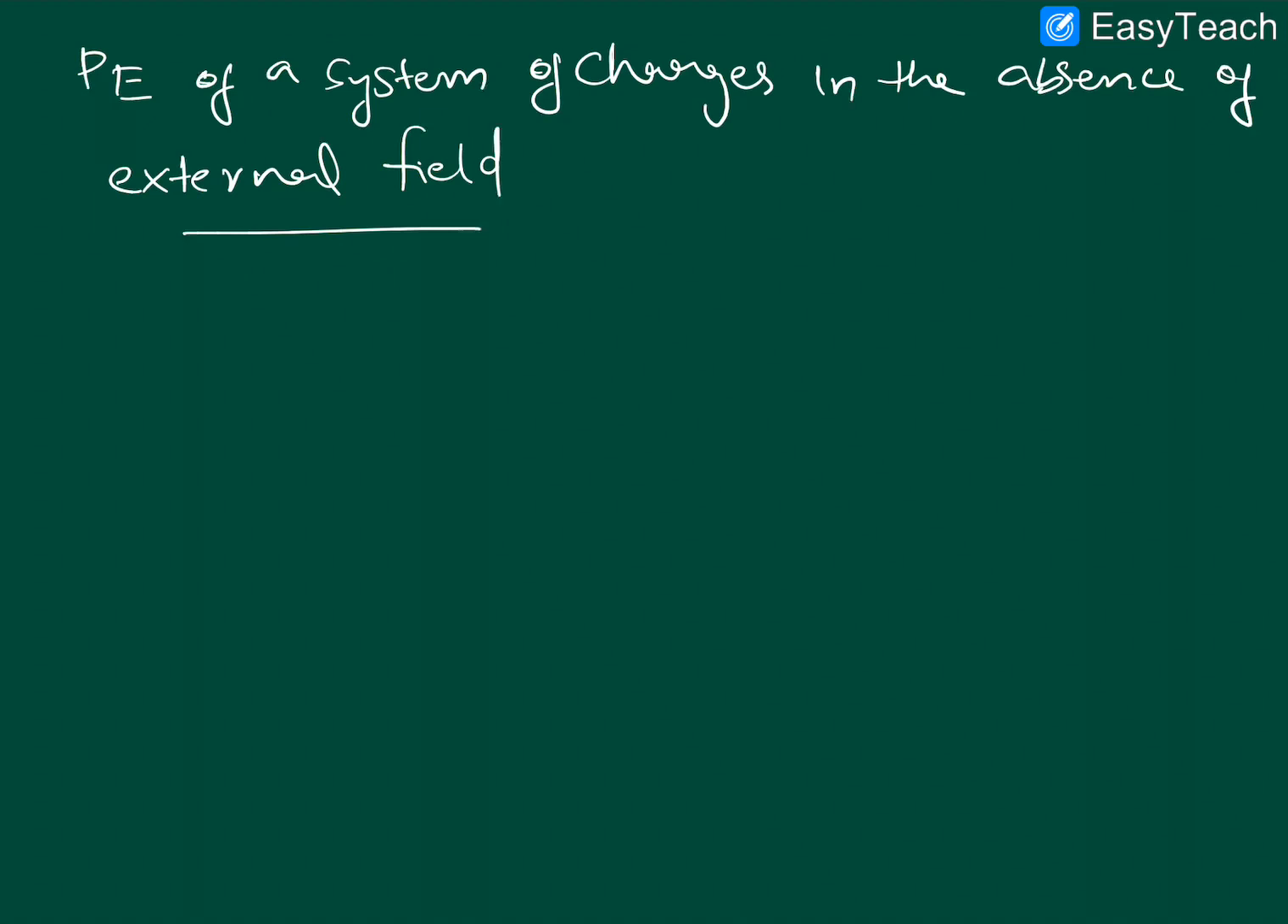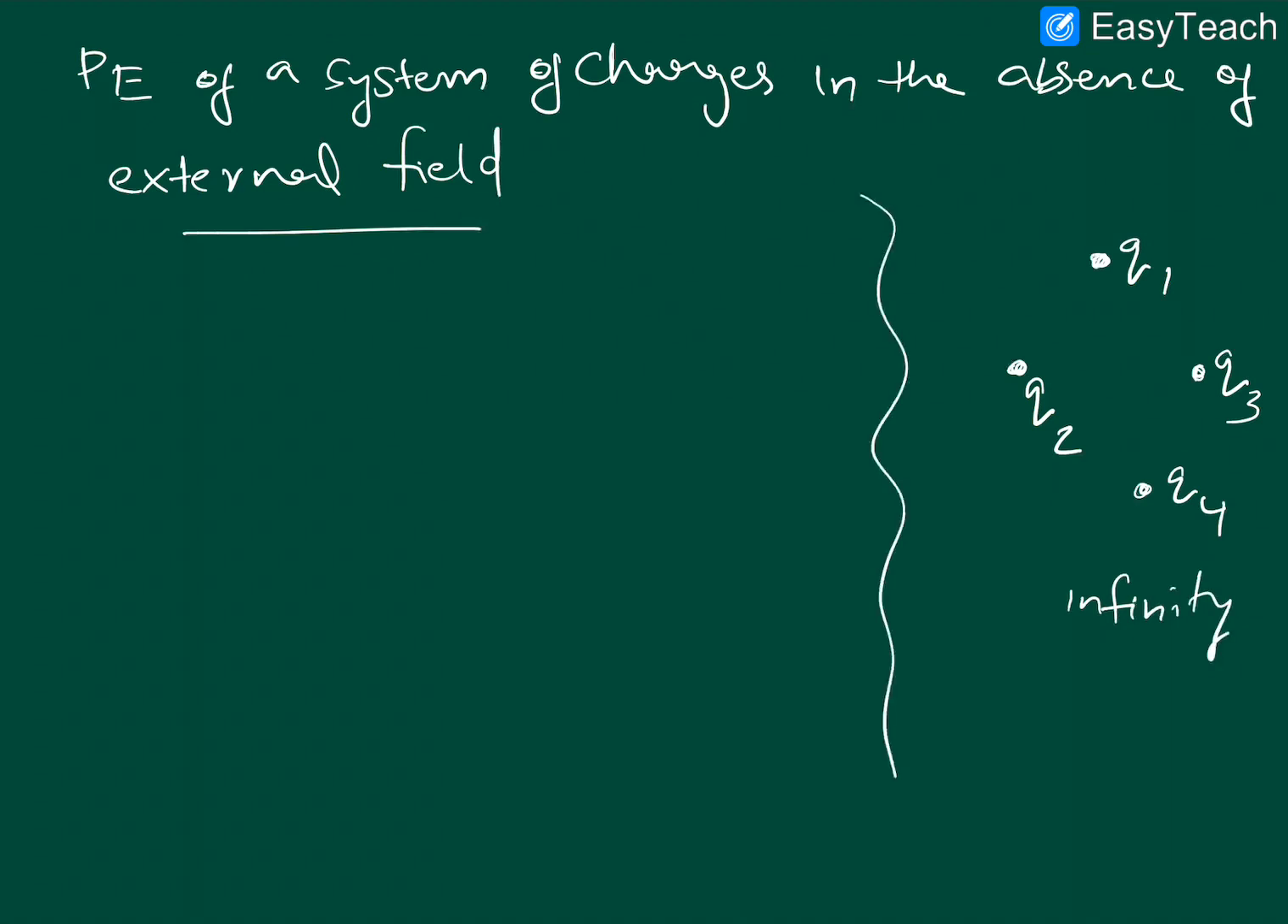For this you need a system of charges. Initially there are no charges present. All the charges are at infinity: Q1, Q2, Q3, Q4. So many charges are there at infinity. Infinity means far away. First thing is that you need to build a system. Then only you can find the potential energy associated with that system.